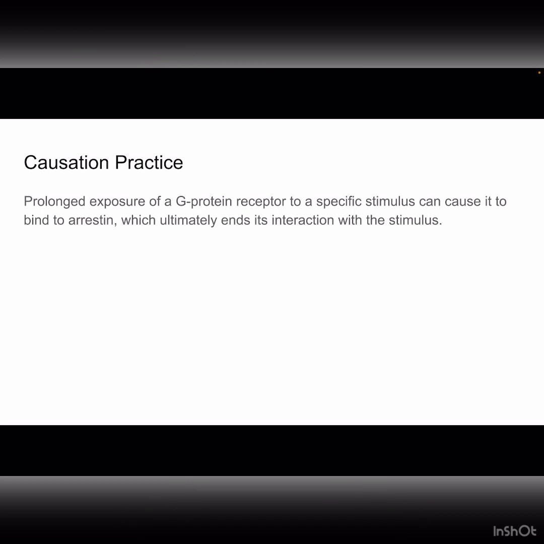Prolonged exposure of a G protein to a specific stimulus can cause it to bind to arrestin, which ultimately ends its interaction with the stimulus. Is this an example of ultimate causation or proximate causation? Okay, this one's a little tricky, so I'll give you some more time to think it through.